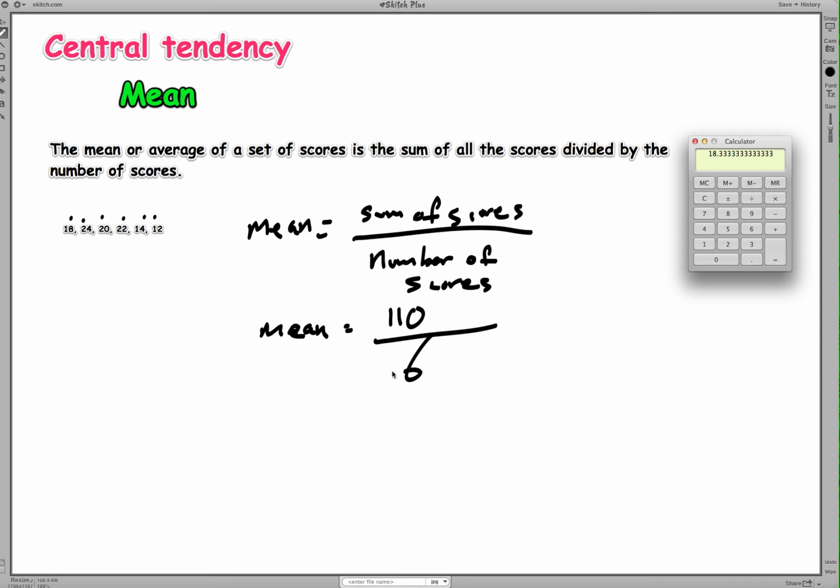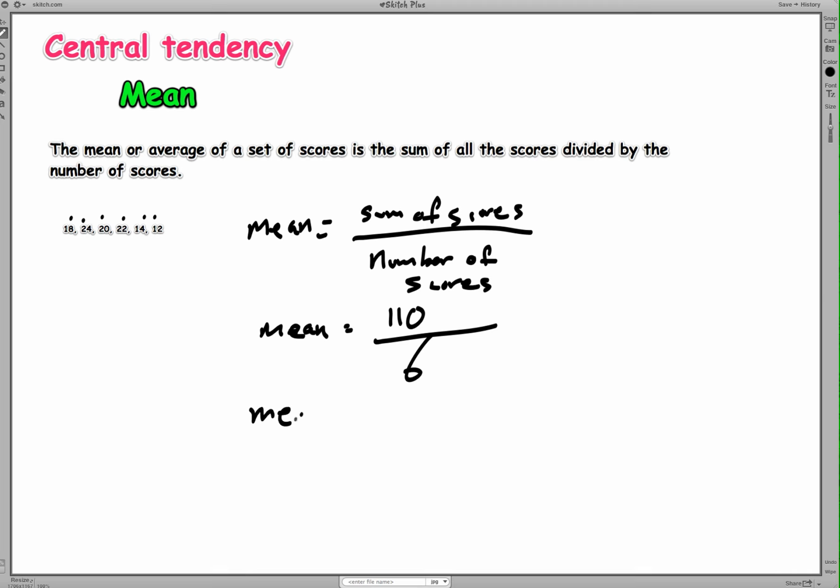So the mean of this set of scores was 18.3 recurring. Now, obviously in basketball you can't score 1/3 of a point, but when you're dividing whole numbers, sometimes you're going to get fractional answers. So this basketball player, on average, scores about 18 points a game. We can then compare that with the basketball player on the opponent's team, and if their score is higher or lower, we can get an indication of whether we might be able to score more points than the opposition.